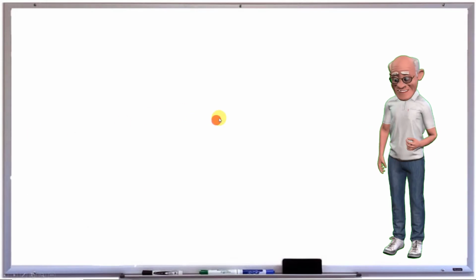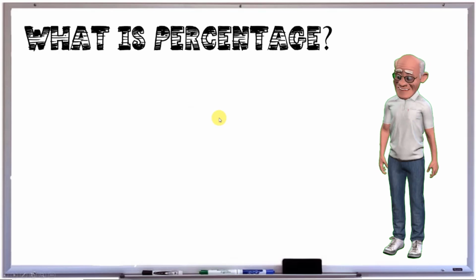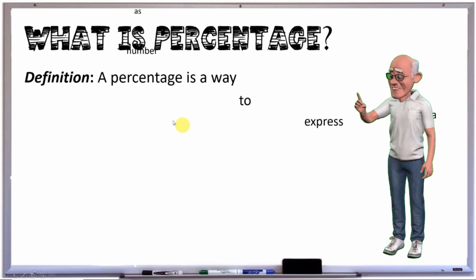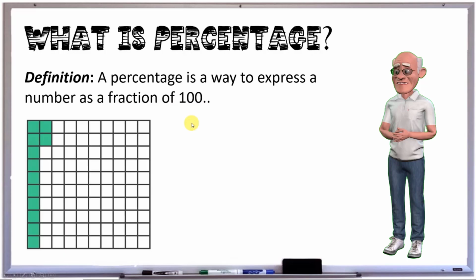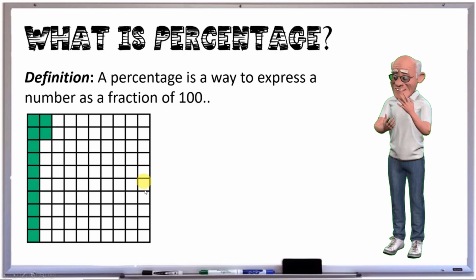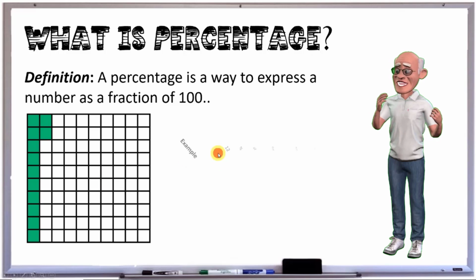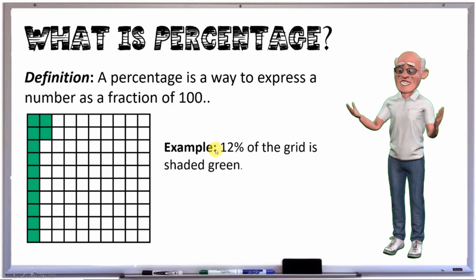Okay, let's look at what is a percentage. The definition of a percentage is a way to express a number as a fraction out of 100. As you can see here we've got a grid, a 10 by 10 grid, gives us 100 blocks. And out of those 100 blocks we have got 12 that have been colored in green. So of course, in this example, we'll be seeing we've got 12% of the grid is shaded green. Because you're going to work it out, 12 out of 100 will give you 12%.